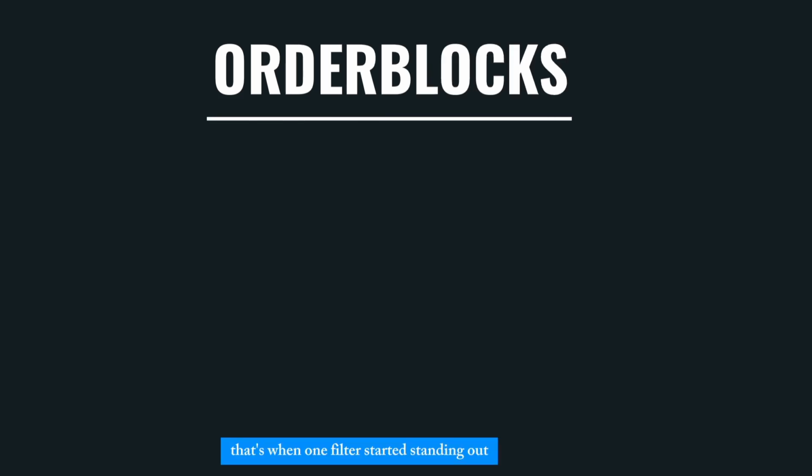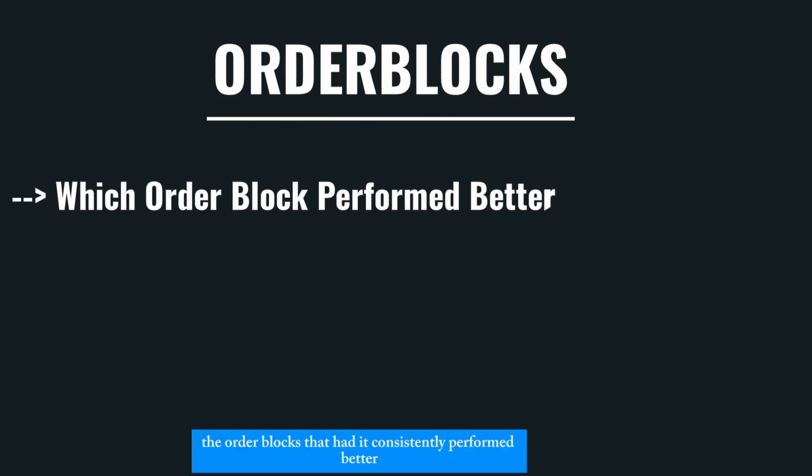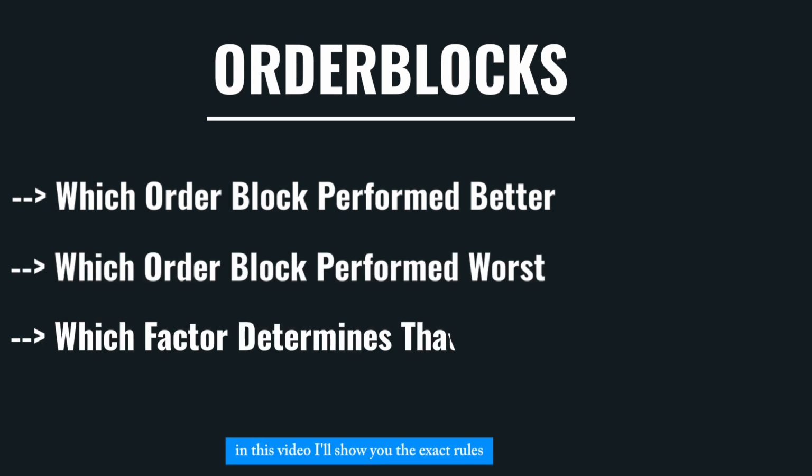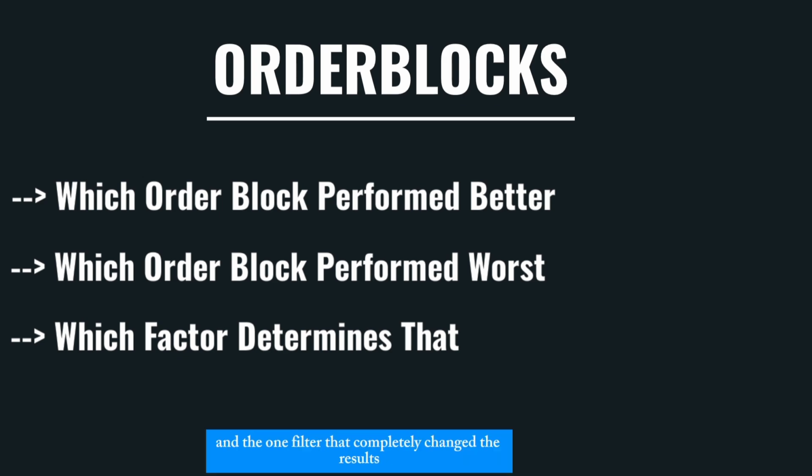That's when one filter started standing out. The order blocks that had it consistently performed better. The ones that didn't were responsible for most of the losses. In this video, I'll show you the exact rules, the backtesting process, and the one filter that completely changed the results. Chart 1. Look at where price is trading.